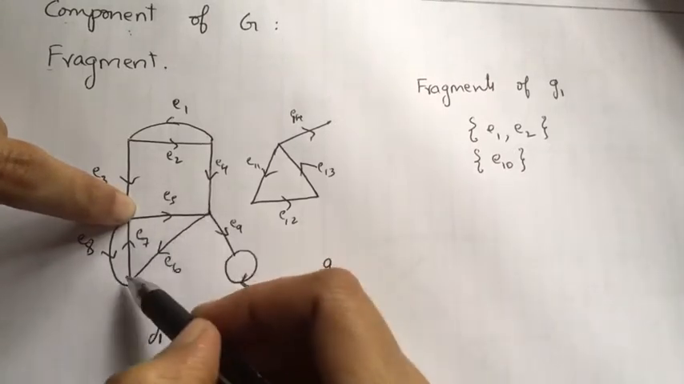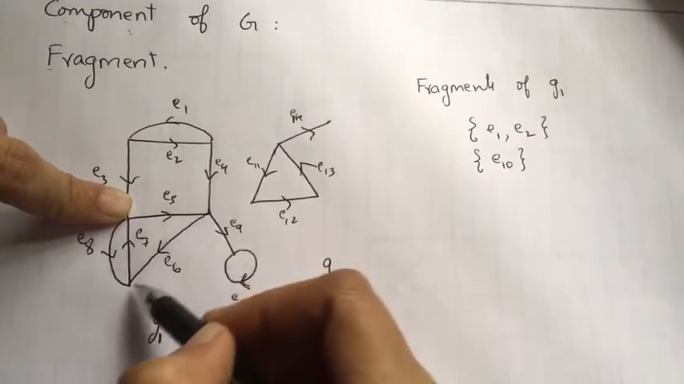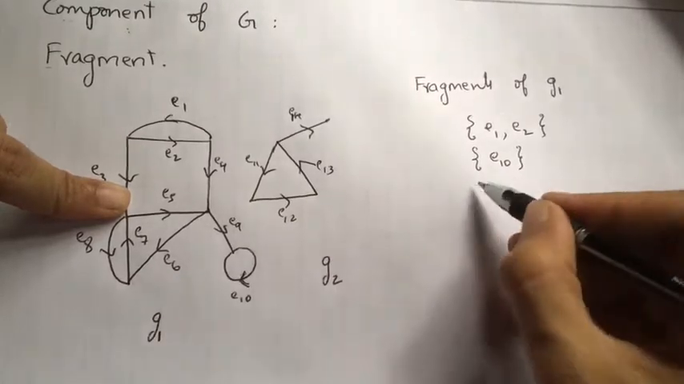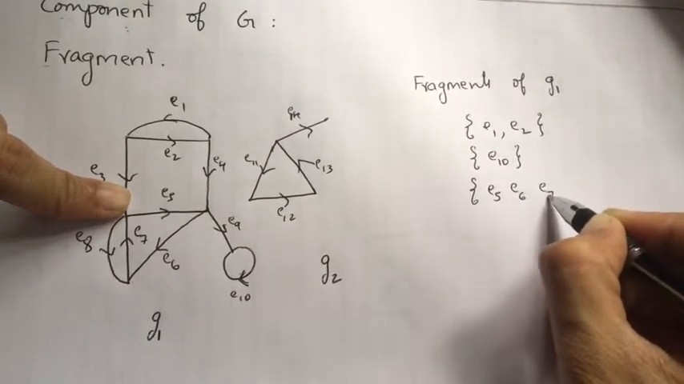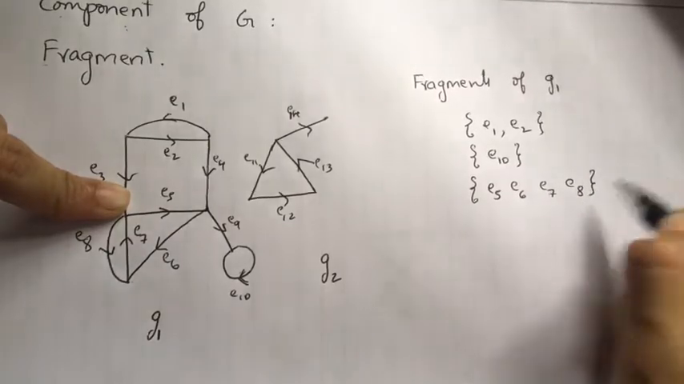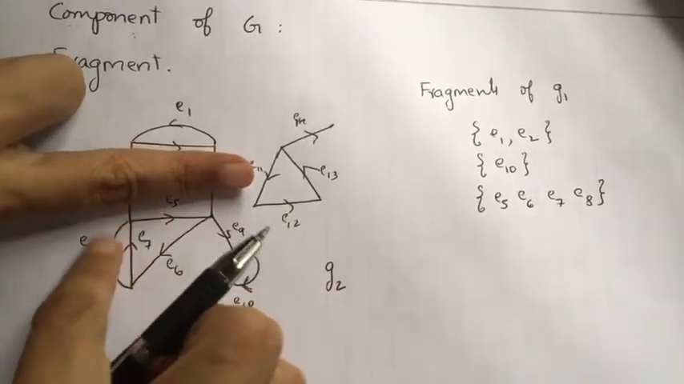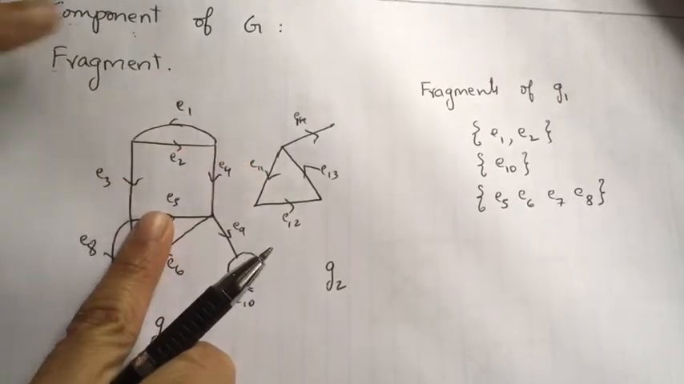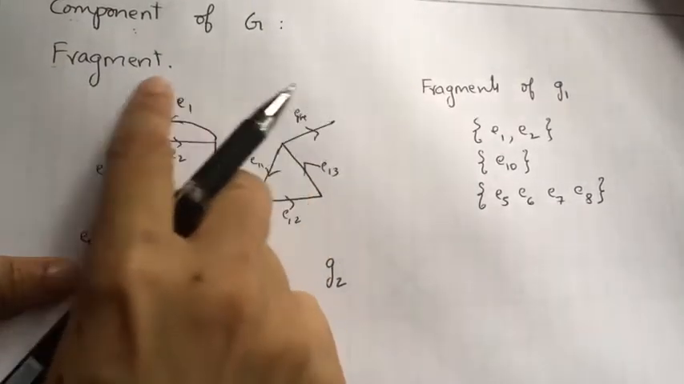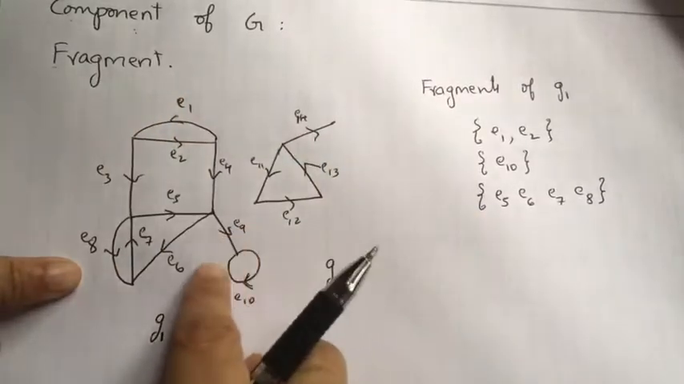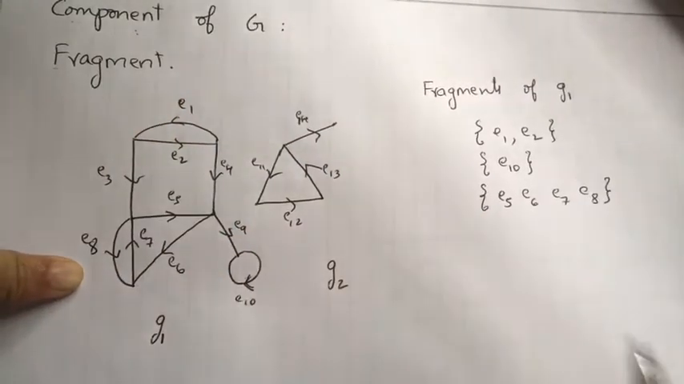There is a directed path between every pair of vertices. So E5, E6, E7, E8 is a strongly connected subgraph of this component. Therefore this is one fragment, this is another fragment, and this self loop is one more.